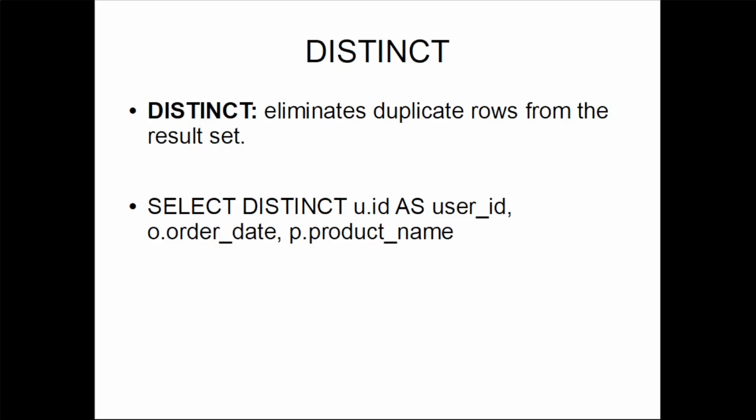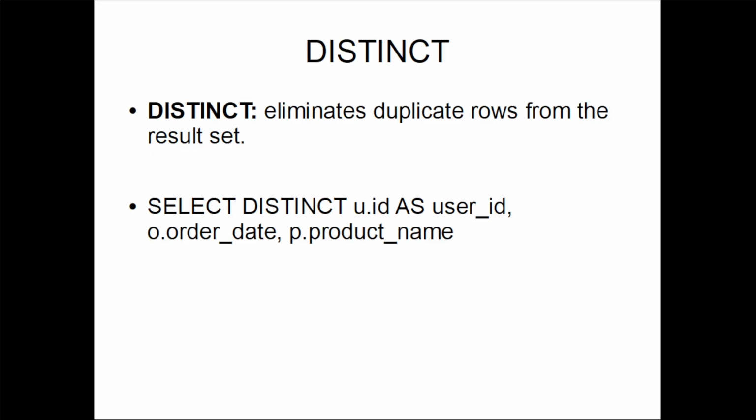Distinct. The distinct clause is used in a select statement to remove duplicate rows from the result set. It ensures that each row in the output is unique, based on the values of the columns specified in the select clause. Distinct is particularly useful when you want to retrieve unique values or combinations of values without repetition.